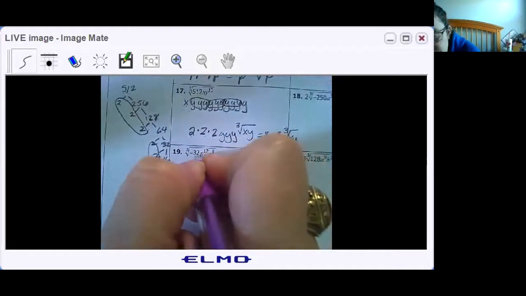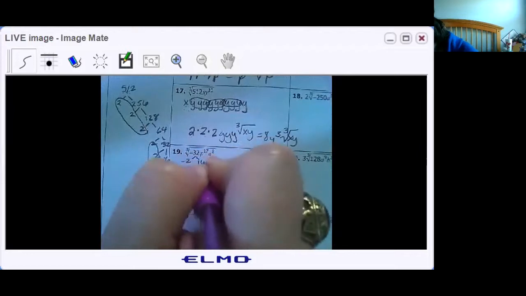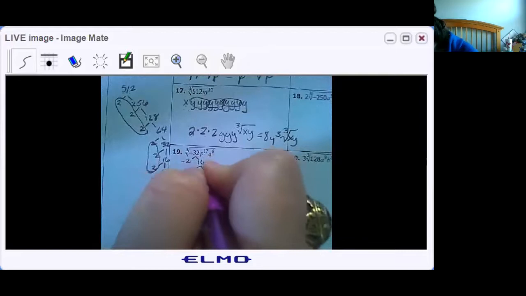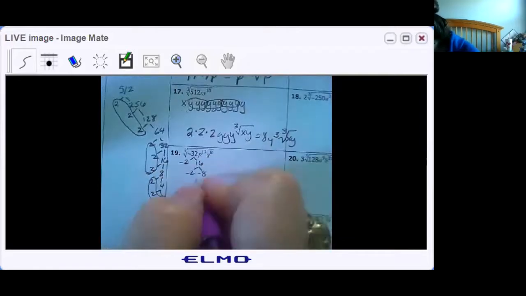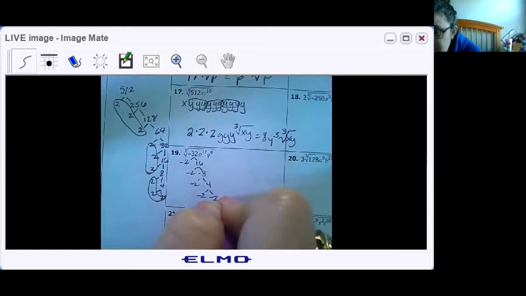Negative 32. That's negative 2 times 16. Okay? And then that's negative 2 times negative 8. And that's negative 2 times 4. And then that becomes negative 2 times negative 2. P to the 17th. I am not writing out 17 P's.